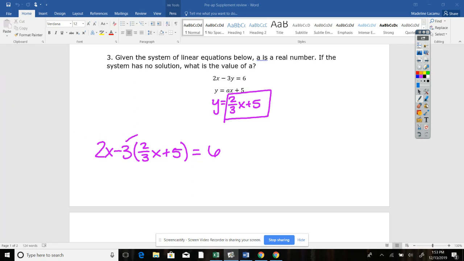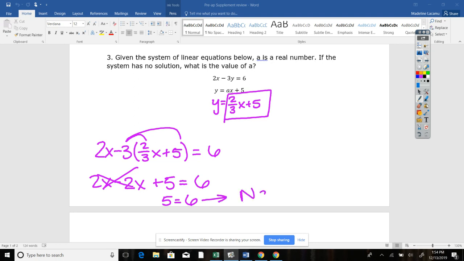So I would distribute and get 2x, negative 3 times 2/3 is negative 2x, plus 5 equals 6. So 2x minus 2x, that becomes a 0. We're left with 5 equals 6, which would be no solution. So that's what we wanted. That one is a lot of work, but if you follow these steps, it shouldn't be too bad.